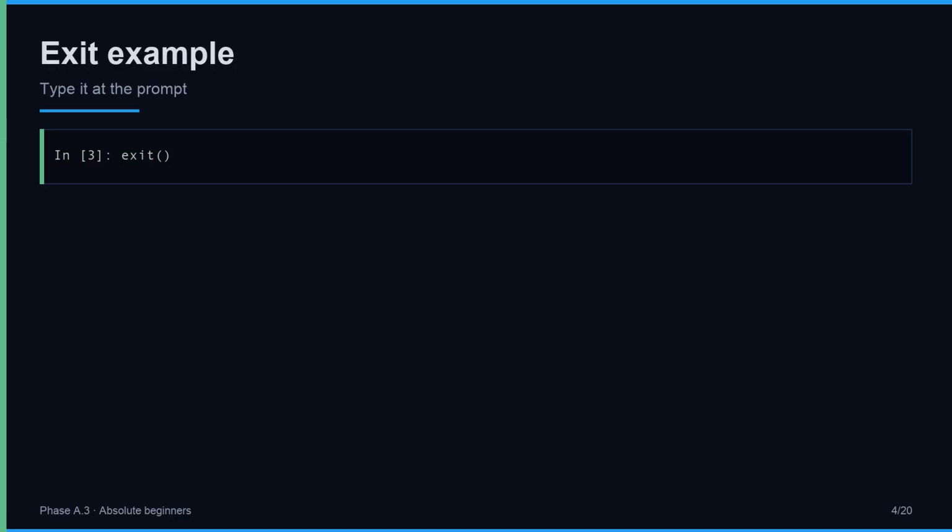At any prompt, type exit() and press enter. The shell ends and you return to your normal terminal. Starting again is just typing ipython once more. No shame in restarting often. Keep this line in mind: In [3]: exit(). Take a moment with this idea before we move on. Pause the video anytime and try the idea yourself in IPython when it fits.